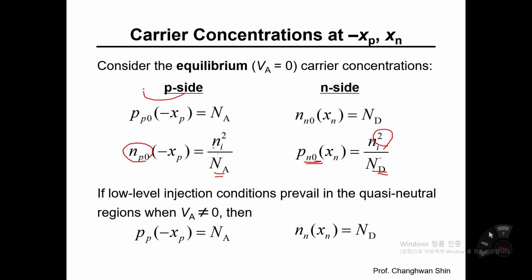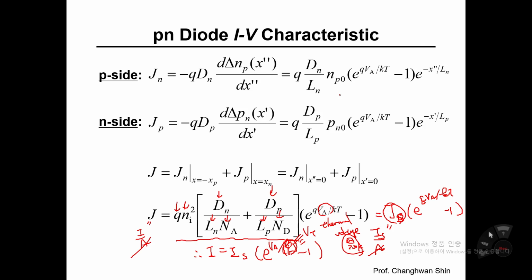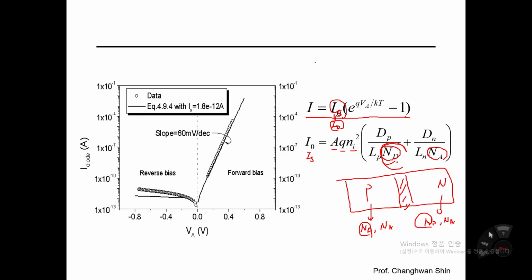There we go. In the P side, np naught was ni squared over Na. This Na that I have used means, in the PN diode, the majority carrier in the P side. Okay. Similarly, the Nd comes from the N side. So how many donors are necessary to make N-type material in the PN diode? Okay. So here in the diode equation, Nd means this Nd in the N side, and Na comes from the P side.